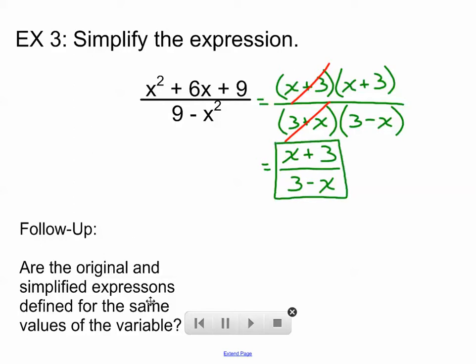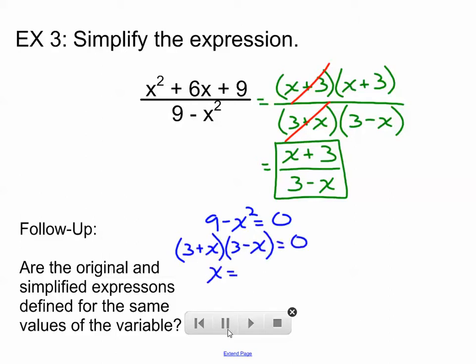Now, moving on to the follow-up. Are the original and simplified expressions defined for the same values of the variable? So, are the values that make 9 minus x squared equal to 0 the same as the values of x that make 3 minus x equal to 0? Let's take that first denominator, 9 minus x squared, and solve this equation. I'm going to factor it, and then use the zero product property to say that x would have to be negative 3 or positive 3. And then I'll take 3 minus x and set that equal to 0. Subtract 3 from both sides, solve for x.